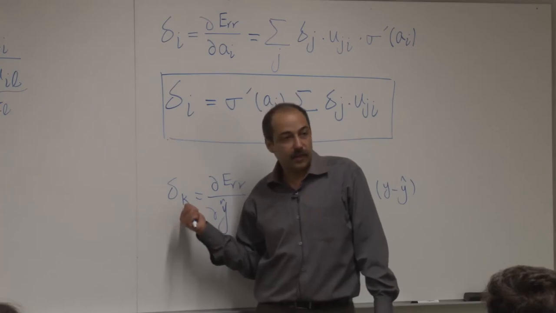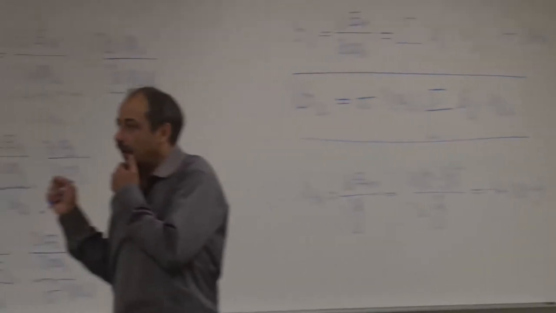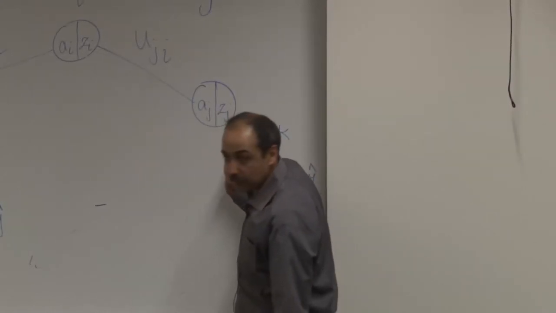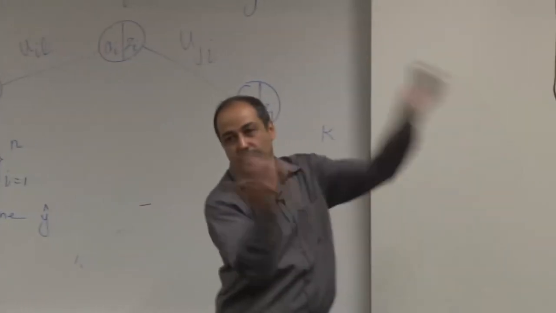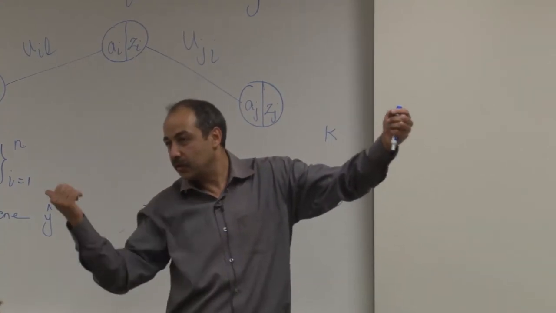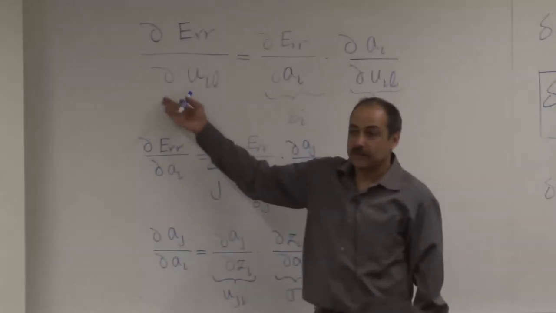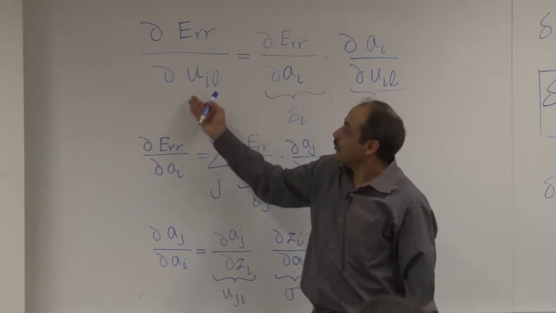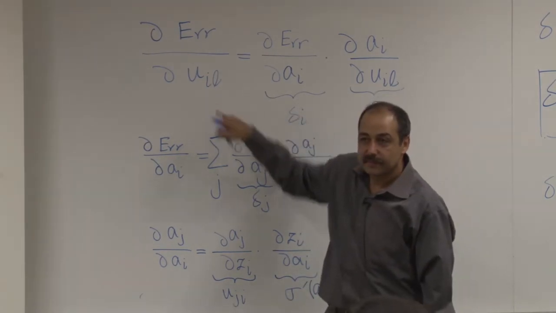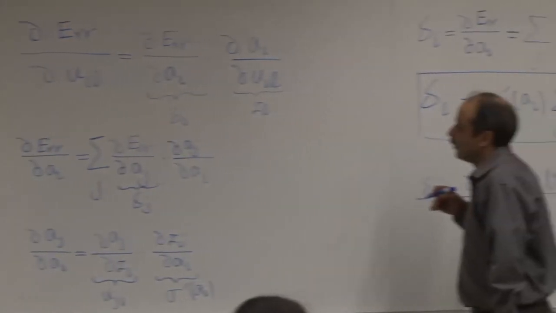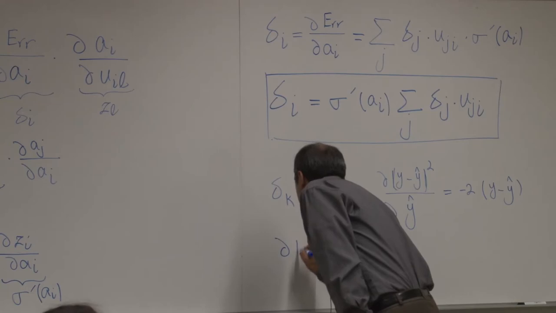If I can compute delta for level K, I can compute the delta for one level before, and for the layer before that, and this layer, and this layer. So this delta will backpropagate. Knowing the last one, I can go up to the first one and find them. And if I know the delta, then I can find the error derivative, because the derivative of error with respect to any weight is just delta I times ZL. This is an important formula, and this is also important.